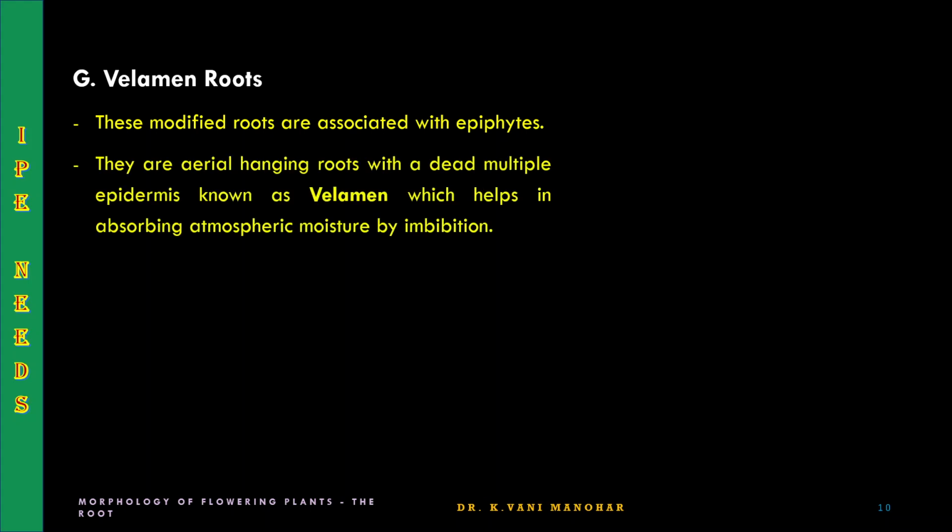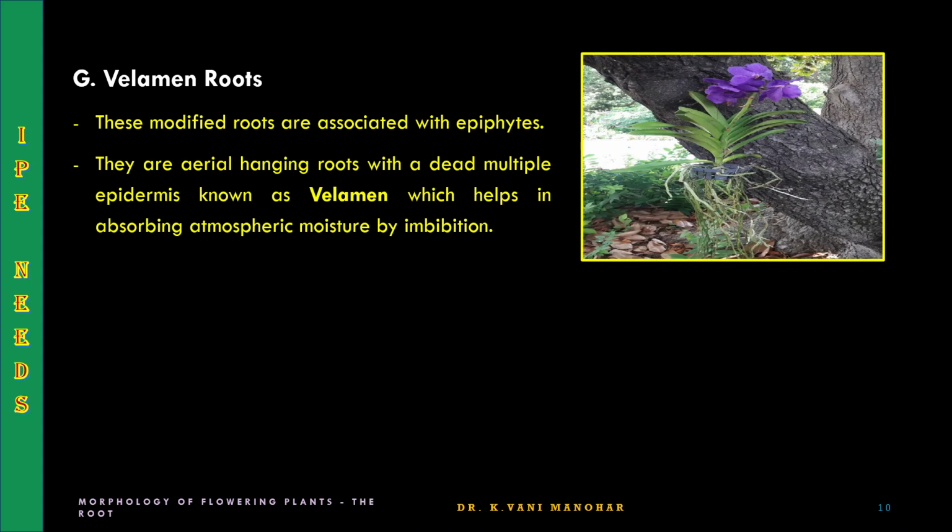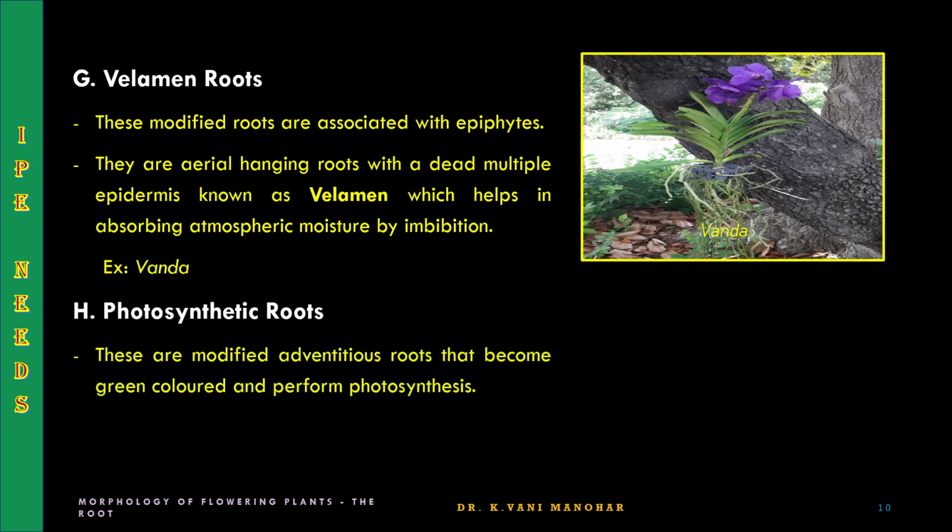Velamen roots. So the modified roots associated with epiphytes. They are aerial adventitious roots. They are aerial hanging roots with a dead multiple epidermis known as velamen, which helps in absorbing atmospheric moisture by imbibition. In Vanda, the velamen roots are seen. Photosynthetic roots. These are modified adventitious roots that become green colored and perform photosynthesis. So these are the various modified roots. Right? And draw the diagrams, we get 8 out of 8 marks.